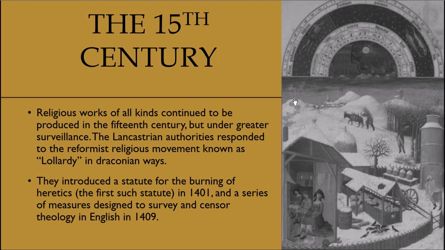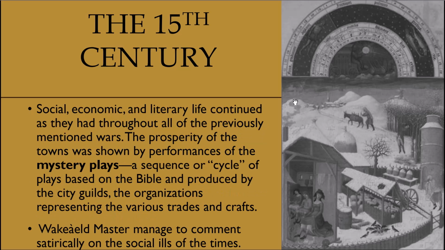They also introduced a series of measures designed to censor any kind of publication related to literature in English in 1409. And so, although religious publications were produced in this period, they were produced under greater surveillance. Social, economic, and literary life continued just like the previous centuries, even though there were a lot of wars going on, civil war, international war going on, because England was a prosperous country through international trade.